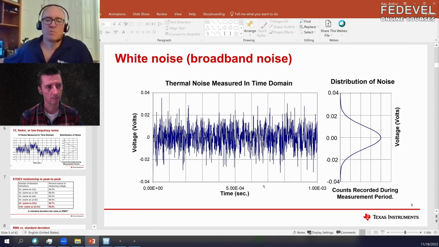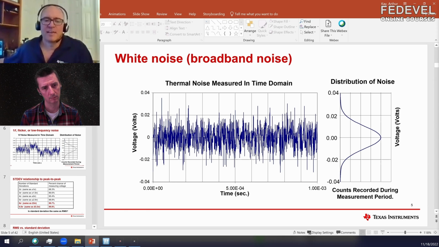And so that's why when we estimate peak to peak, we take the RMS, or the standard deviation, and we multiply it by 6. It gives us an estimate of the peak to peak value. But the tail of this distribution goes on for infinity.